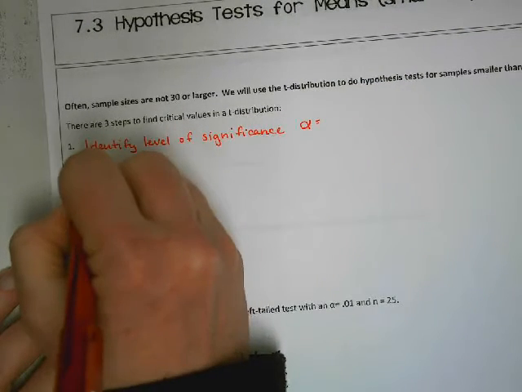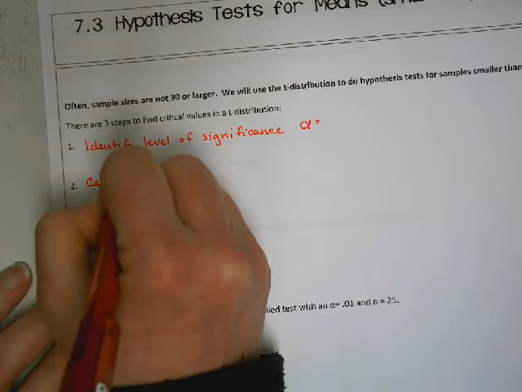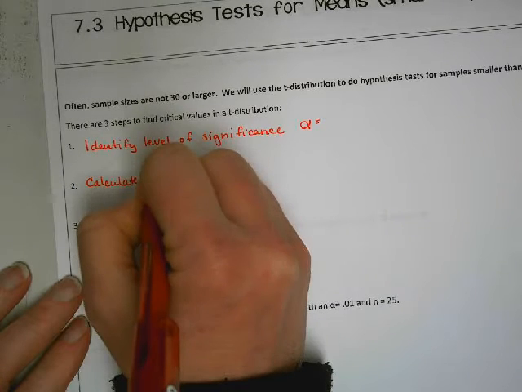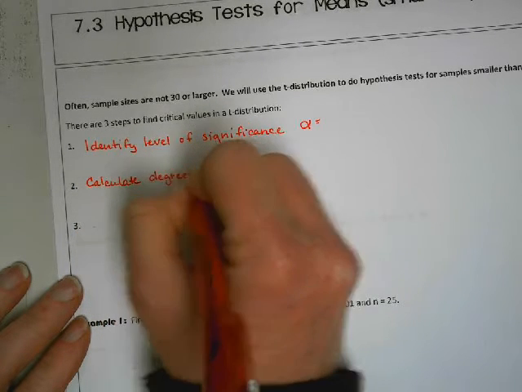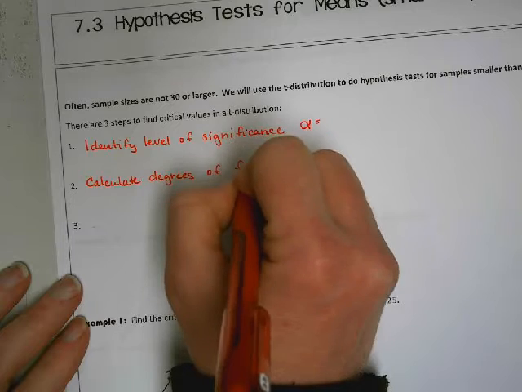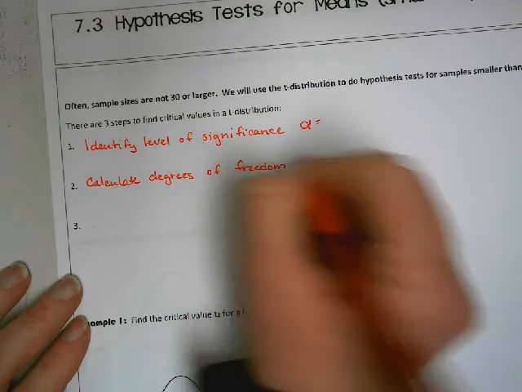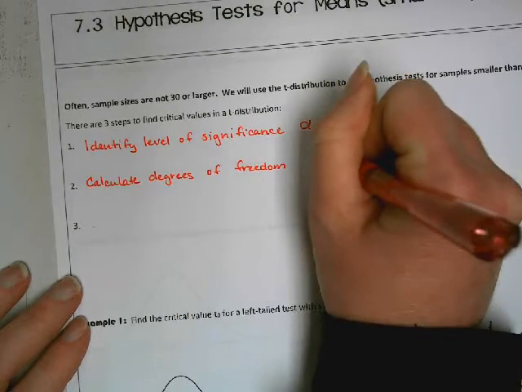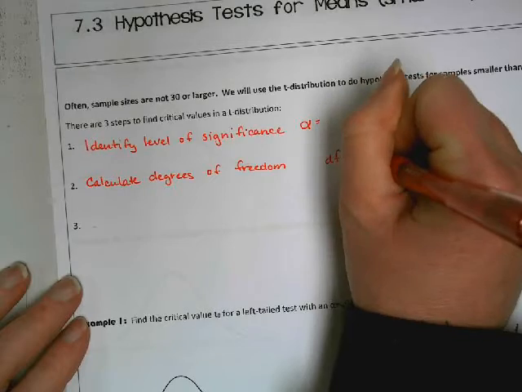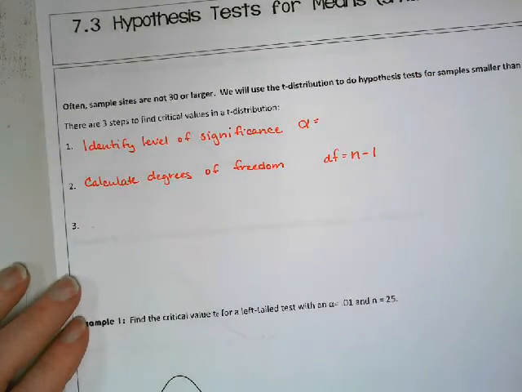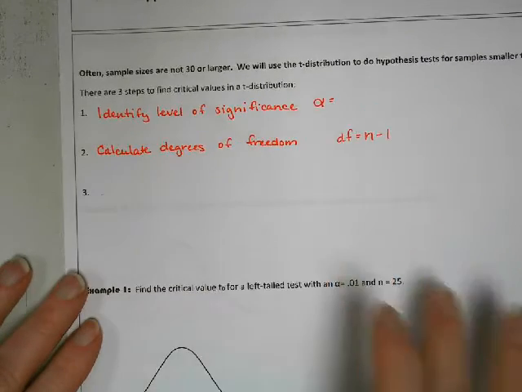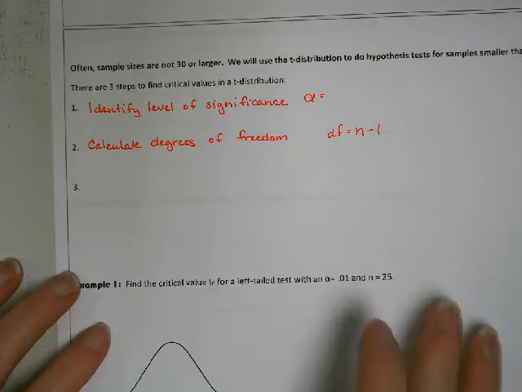Then you're going to calculate degrees of freedom. We've used that earlier. You remember how to calculate degrees of freedom. Degrees of freedom is calculated n minus 1. So your sample size and you take 1. It's an adjustment for the sample size.